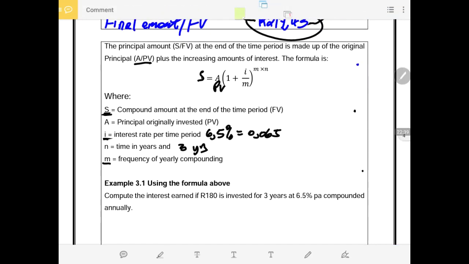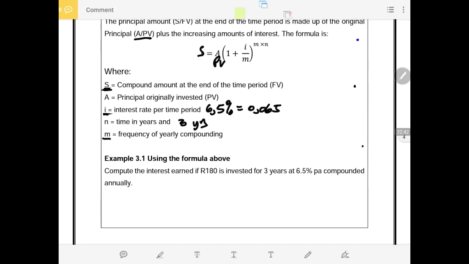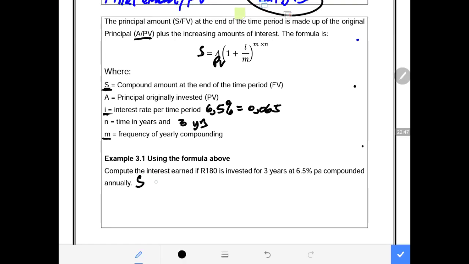Now let us do this exercise, example 3.1, using the formula that we have above. Now we know that they say sum accumulated is equal to present value, and our present value is 180. Remember the same scenario which says compute the interest earned if 180 is invested for 3 years at 6.5% per annum compounded annually. So now we are calculating the same future value, and then after we say present value minus future value will give us the interest that was earned over the period of 3 years of this investment of 180 rands.